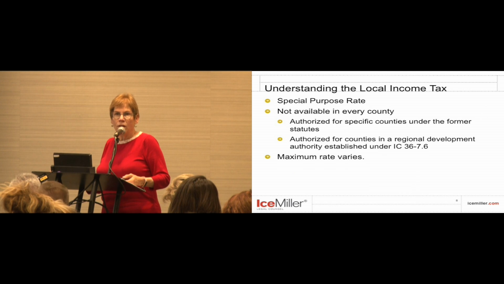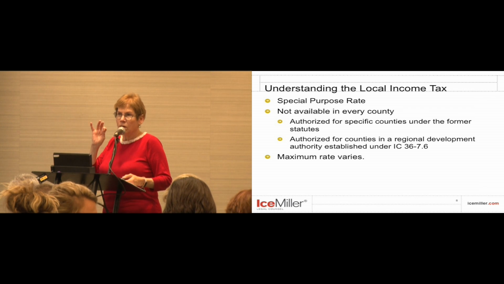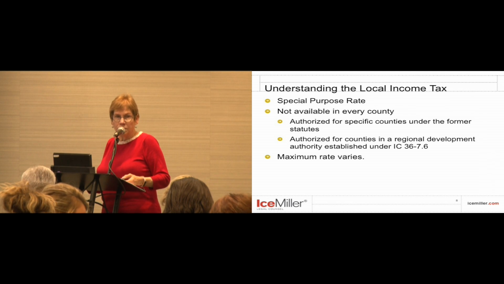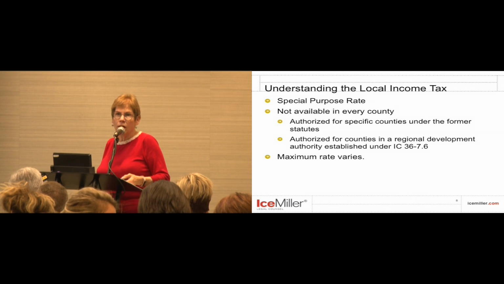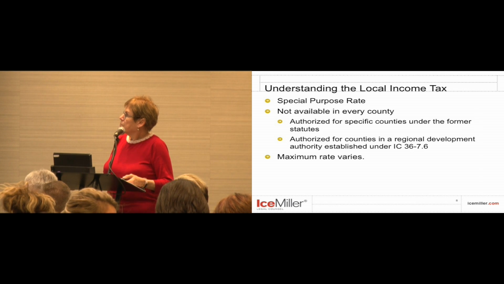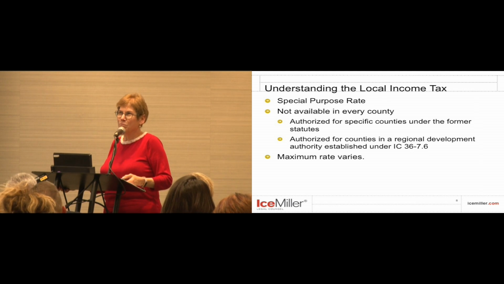The special purpose rate, which is not available in every county, authorizes specific, there are 28 or 29 of them now, authorize individual counties to enact an additional rate of tax. And most of those projects, all of them are capital in nature: jails, courthouses, juvenile detention centers. This is something Herschel and Tim will talk more about. The maximum rate for those varies. I think the highest one is probably 0.75%, and the lowest one is probably 0.2.